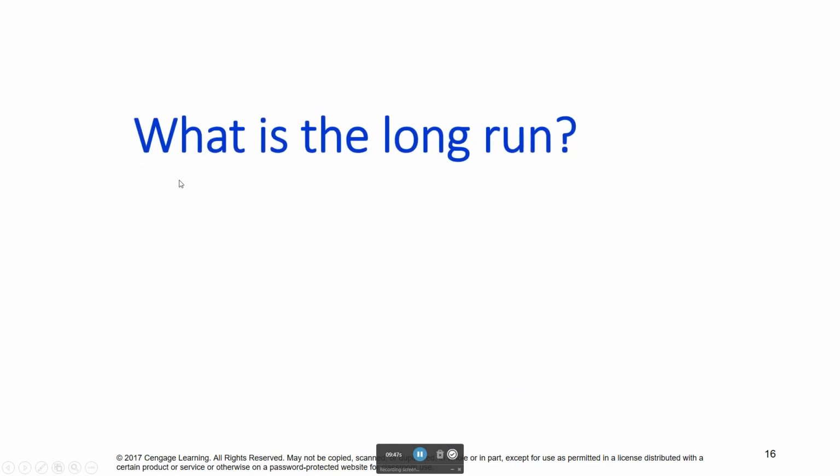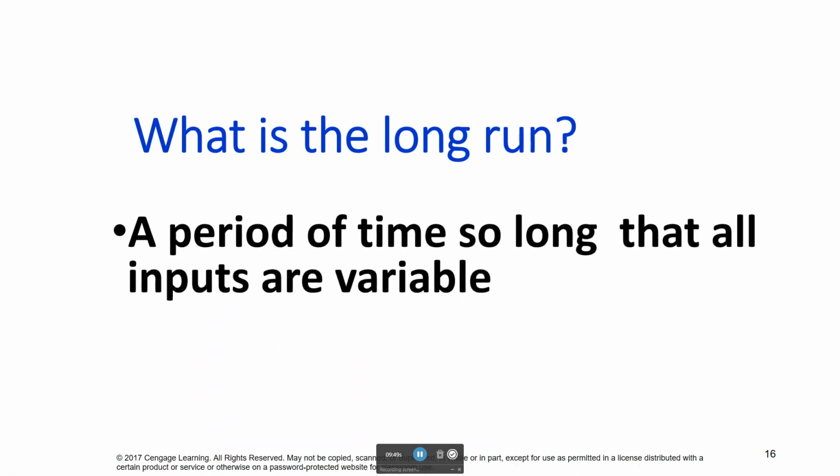The long run is a period of time so long that all inputs are variable. So if I have a 1-year lease on the building, the long run is a period of time greater than a year, say a year and 1 day or anything past that. That would be the long run, because after my lease runs out, I can alter all of my factors of production, or my inputs. I can use more or less labor, more or less capital goods, a larger or smaller factory. I can vary all of those things. That's the long run. There are no fixed inputs in the long run.